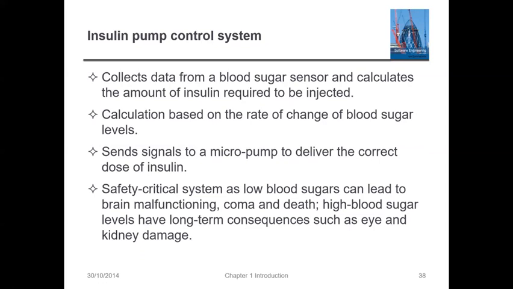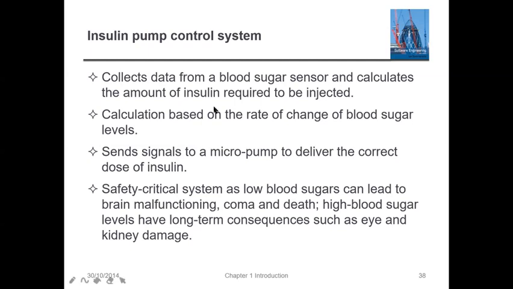So the first thing we have to do is, for the patients, collect the data from the blood sugar sensors, and then from this blood sugar calculate the amount of insulin required to be injected. Suppose one person is diabetic. The first thing you do is take the blood sugar using the sensors, and you need to calculate how much insulin should be injected for that patient. After that you have to calculate based on the rate of change. If the blood sugar level is not constant, if it is varying, then you have to inject the insulin according to that.